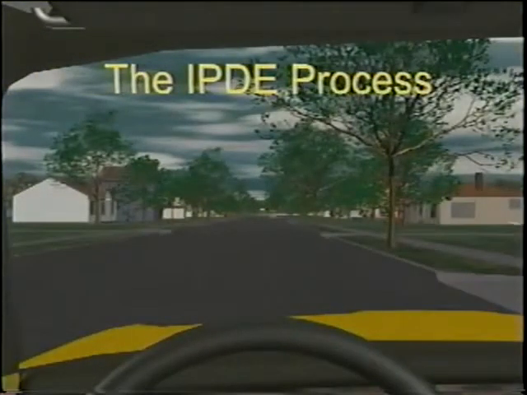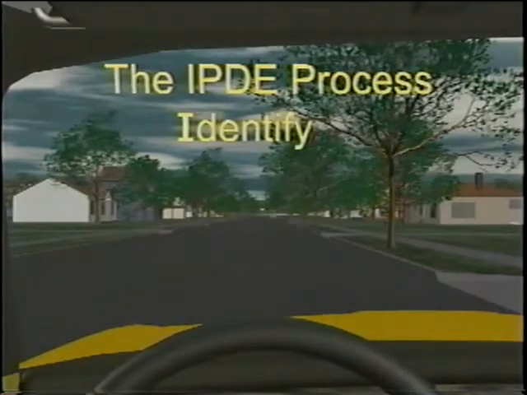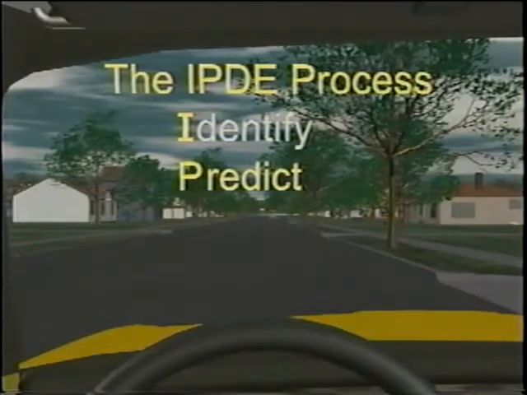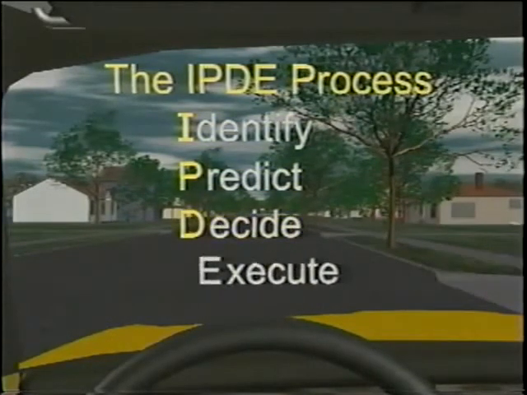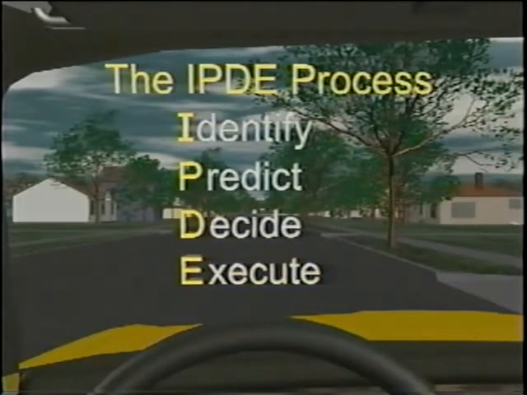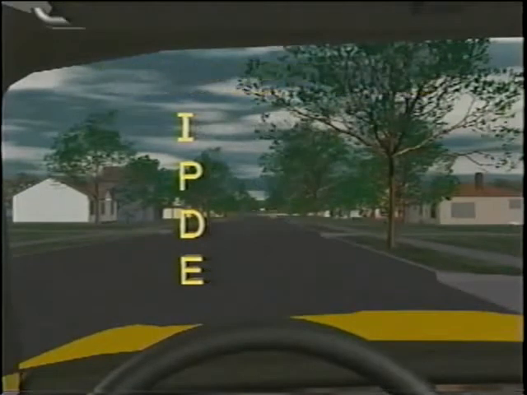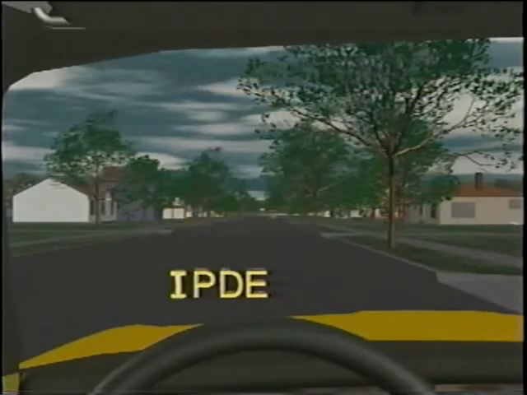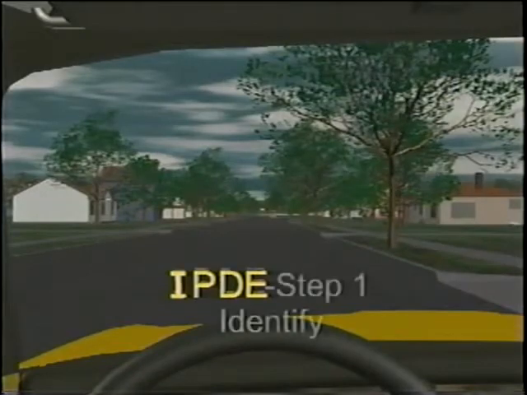The IPDE process enables you to enjoy safe, low-risk driving. There are 4 key steps in the IPDE process: identify, predict, decide, and execute. The IPDE process is an organized system of seeing, thinking, and responding to what you encounter on the roadway.